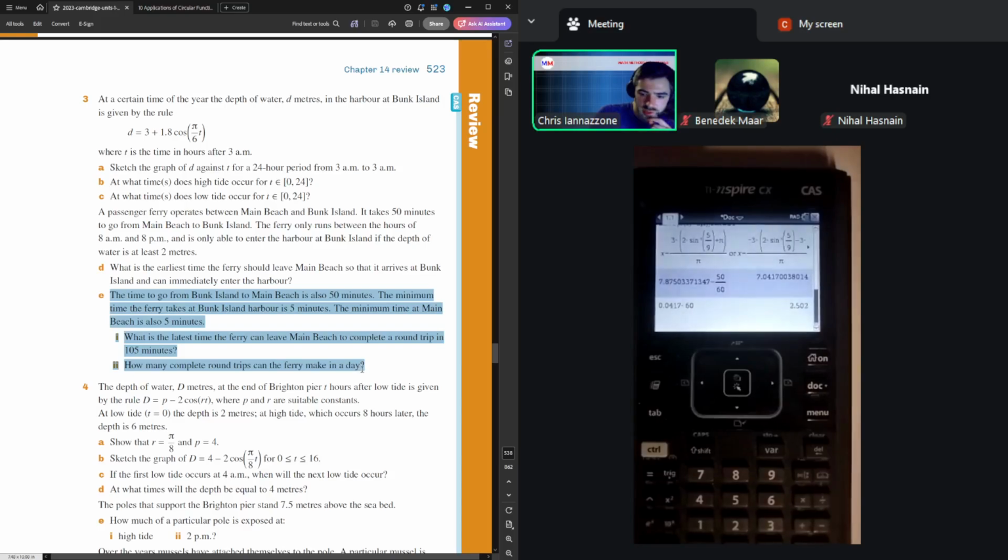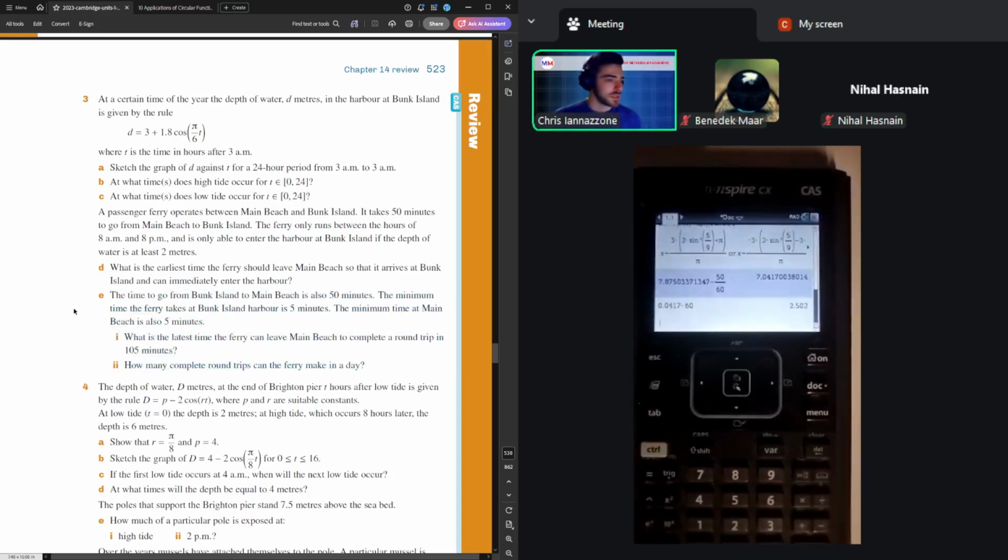Okay, let's see how much of this we can talk about in the remaining couple of minutes we have. The time to go from there to there is also 50 minutes. Okay, it's just the other way around. Minimum time the ferry takes at the island is 5 minutes. Minimum time at the main beach is also 5 minutes. So what, just sitting around for 5 minutes there, sitting around for 5 minutes here. What's the latest time the ferry can leave to complete a round trip in 105 minutes?